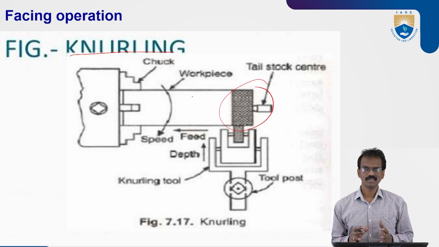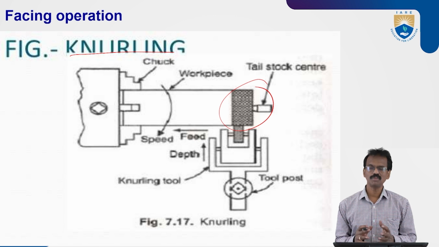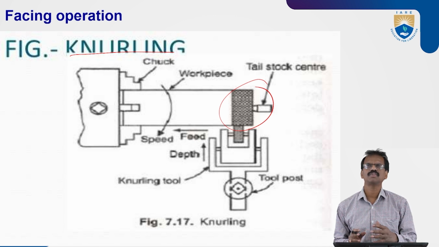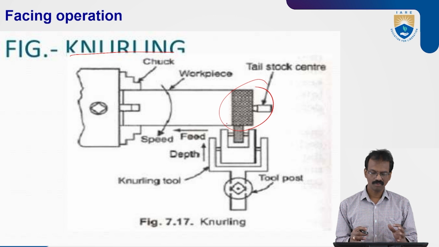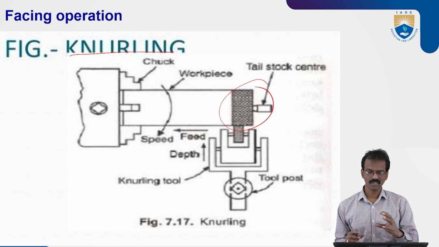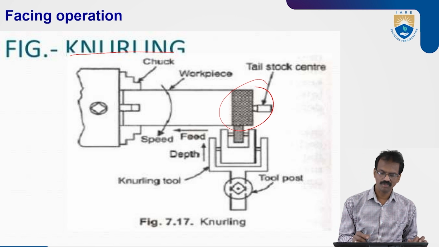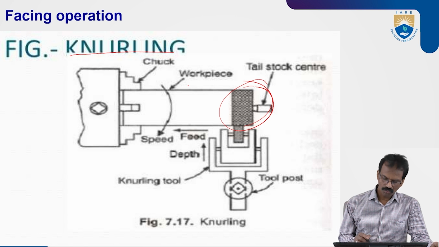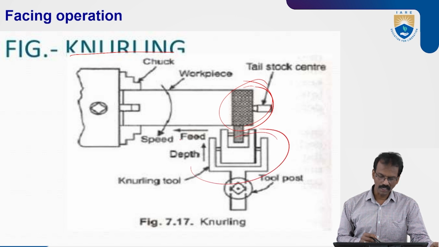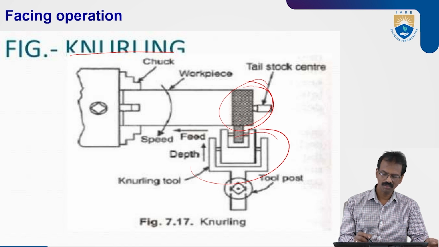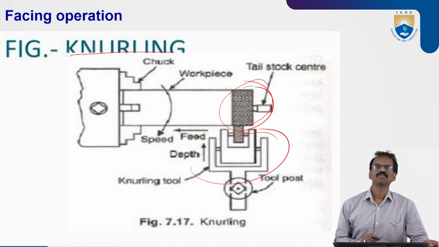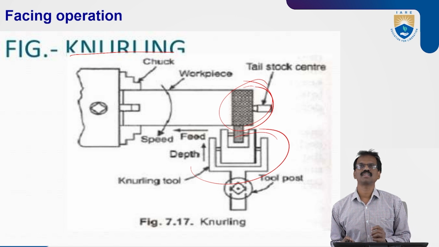Actually this is not a machining process. It is a forming process. Here material will not be cut or removed, but the material surface of the workpiece will be formed like this, like a diamond shaped structure. So this is the knurling tool. We position the knurling tool and apply some pressure at a low rotation of the workpiece, and we get the desired diamond shaped structure on the workpiece. The main purpose of this is the gripping of the workpieces.